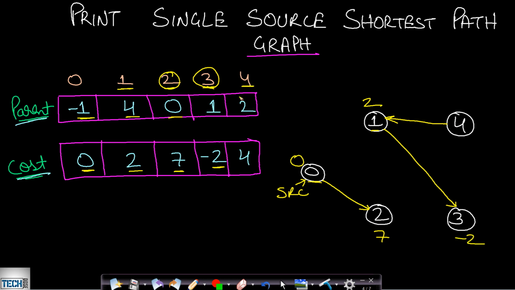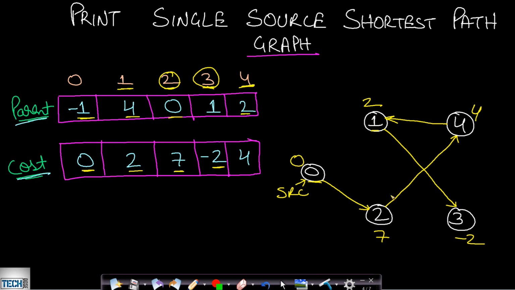For this node 4, the parent node is 2, so node 4 has parent 2, so there will be an edge from 2 to 4, and the associated cost to reach this node 4 starting from the source node 0 is equal to 4. Okay, so this is our shortest path graph using the Bellman-Ford algorithm.